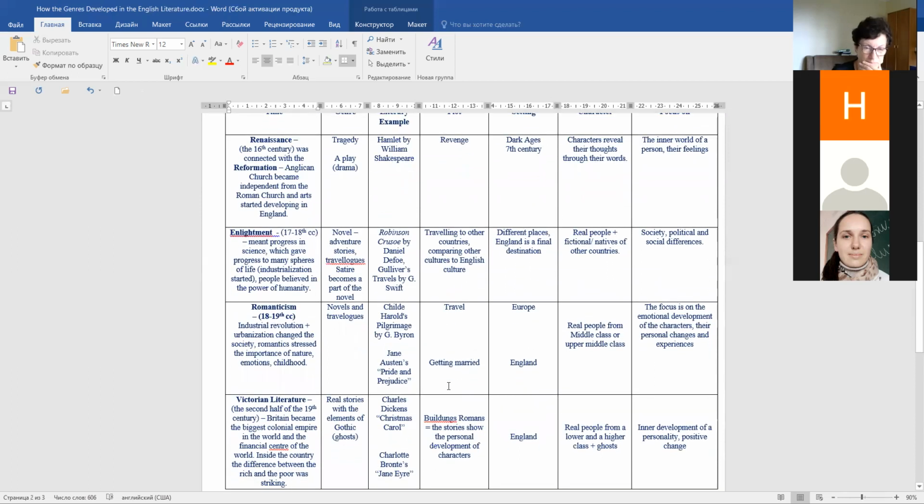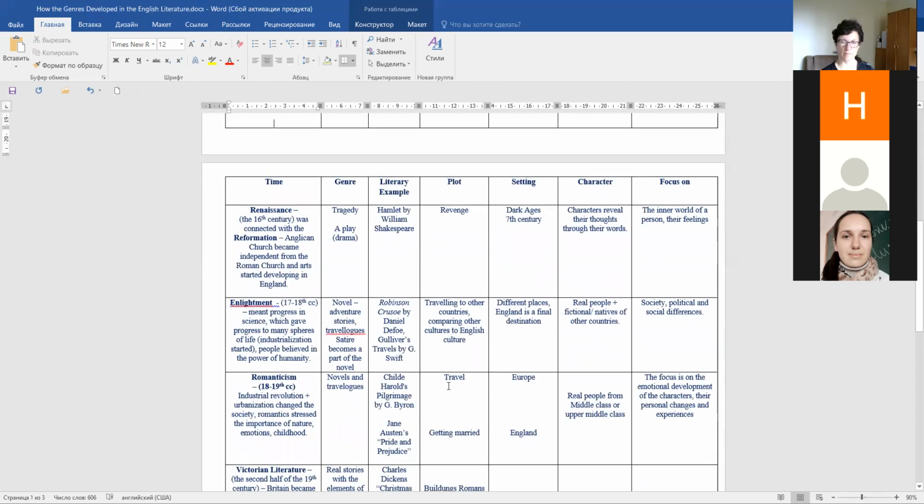Enlightenment. The Enlightenment started in the 17th and 18th centuries and meant progress in science, which brought progress to many spheres of life. Industrialization started, and people believed in the power of humanity. The main genre is the novel, along with adventure stories. Travelers' tales and satire became a part of the novel.